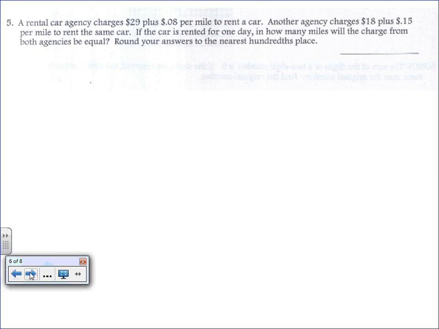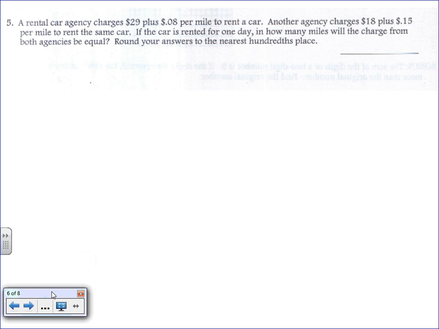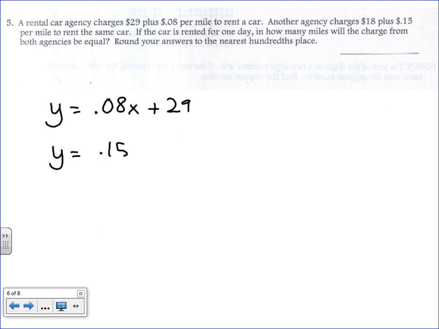The first problem we have here is one. This was real similar to the one we had on our quiz with this stuff. It says a rental car agency charges $29 plus 8 cents a mile, so it'd be 0.08x plus 29. And then another agency charges $18 plus 15 cents a mile. And we have two equations.